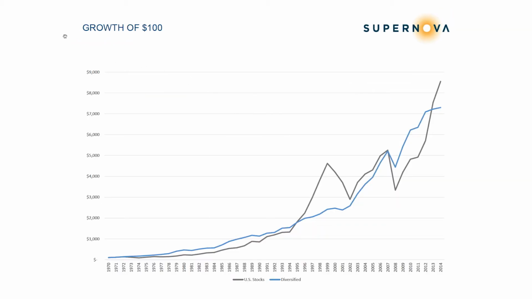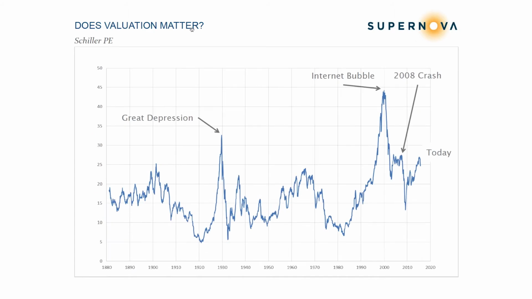Here we show the growth of $100. So in 1970, if you put $100 in the US stock market or $100 in the diversified portfolio, what would have happened over the next 45 years? You can see they roughly mirror each other. US stocks experienced more periods of euphoria and depression, but over the long term, they sort of tracked each other. So the question is, did you even need to be diversified? And I would ask, does valuation matter?